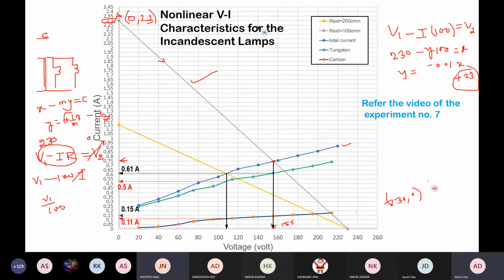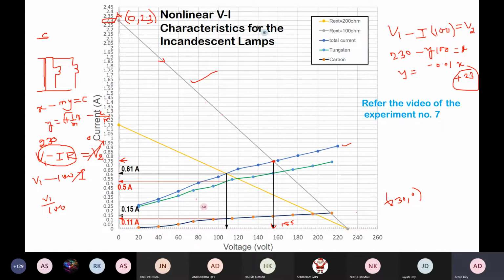Sir, that green line is for the tungsten when Rext is 0, right? Rext is 0, right? I'm sorry, but that part is still confusing for me. Will it be possible if Rext is present there, then we have drawn it for without external resistance.